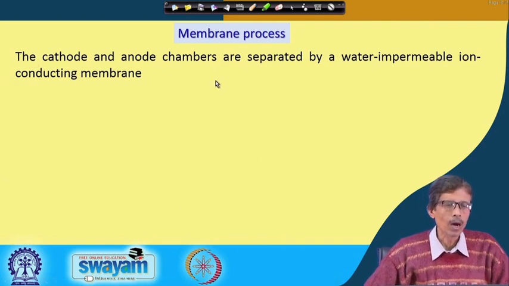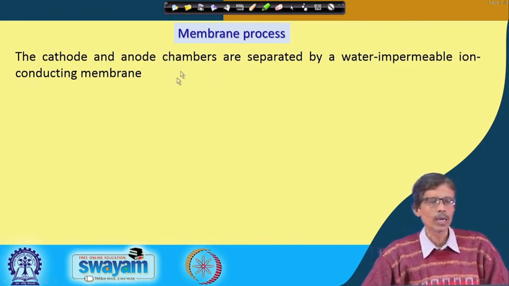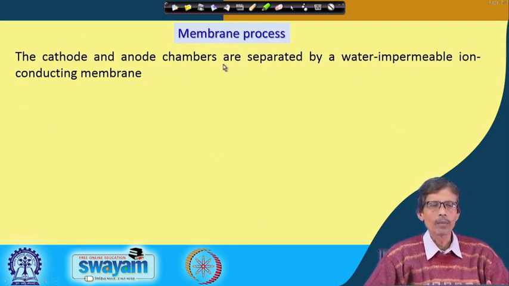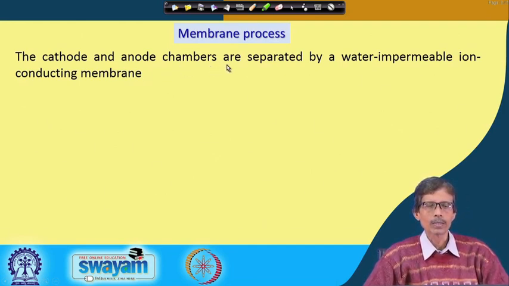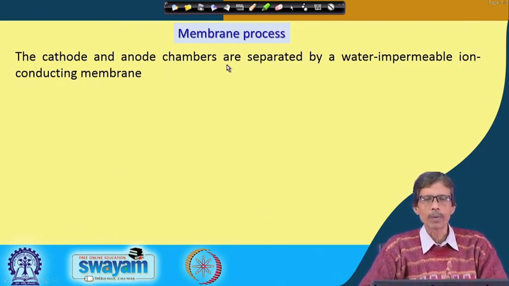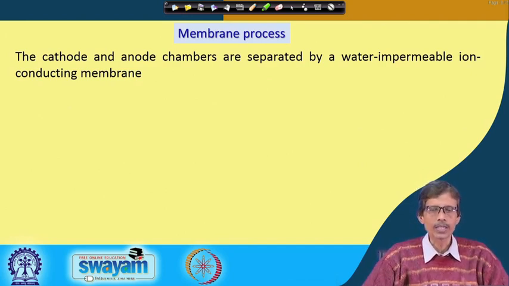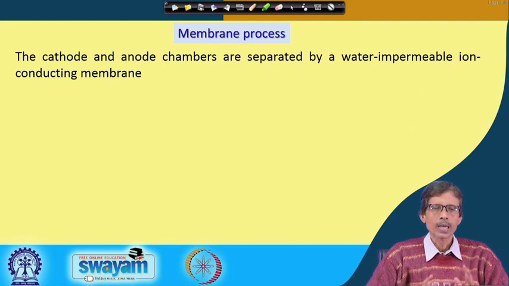So, you now have two chambers, the cathode and the anode chambers, which will be separated by a water permeable ion conducting membrane. You should know the typical definition of these. That means, as I told you, it is a semi permeable one. So what is the semi permeability of that particular material?